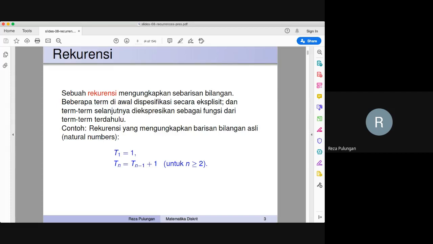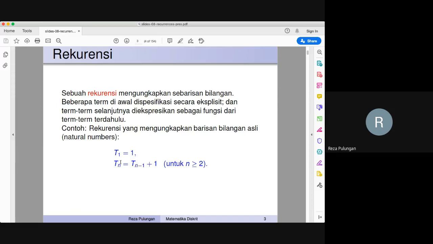We basically specify that T1, the first term, is equal to 1. T1 is equal to 1. So this is what I mean by explicitly shown. This one here can also be regarded as the parameter of the function. So the function is T, and the parameter is 1. So T, when the parameter is 1, is equal to 1. And then the rest will be described by this function.